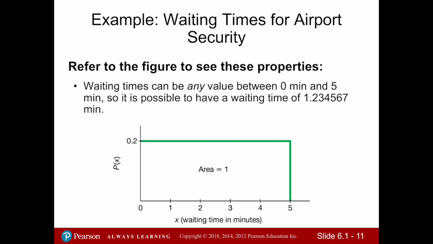The waiting times can have any value between 0 and 5 minutes. So it's possible to have some obscure wait time with lots of decimals. Right? It would be really difficult to try and encapsulate that in terms of a certain number of outcomes, like 10 or 11 or 12 outcomes, which is why we use a continuous random variable to describe this.